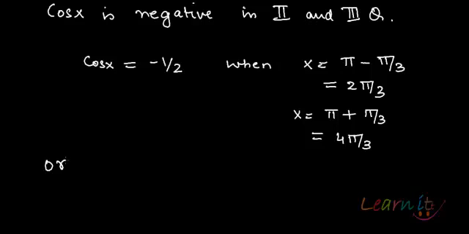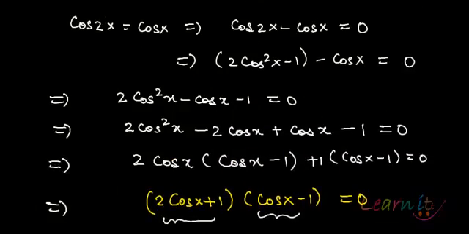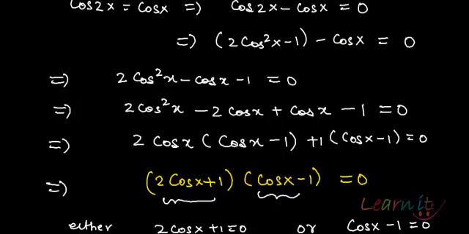Okay, or else we have that cos x equals 1, and cos x equals 1 at only one place in this range, where x equals 0, right? x equals 0, pi, and so on. So the set of solutions that we will have will be 2 pi by 3, 4 pi by 3 and 0. Okay, so that is the value that we will get.